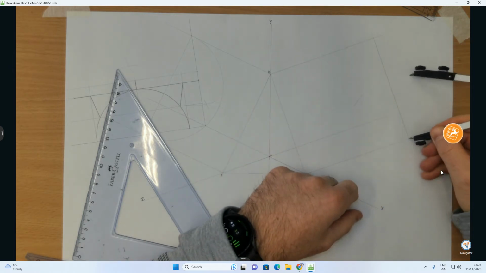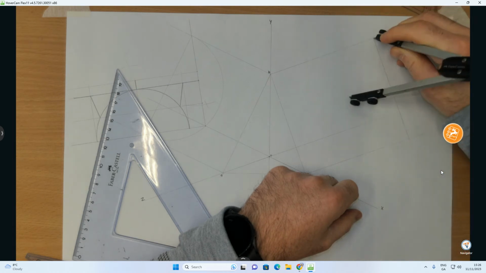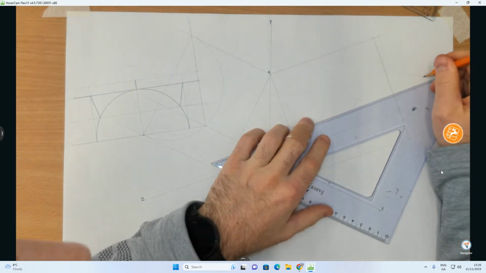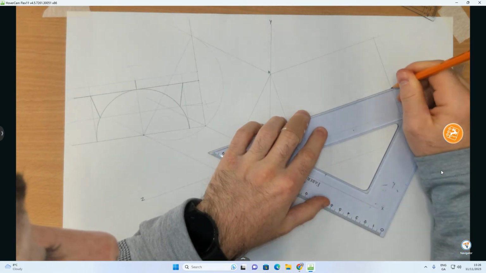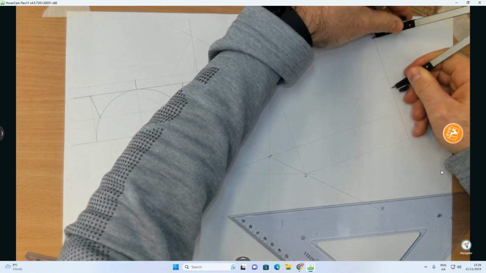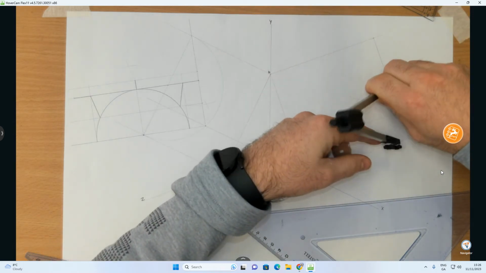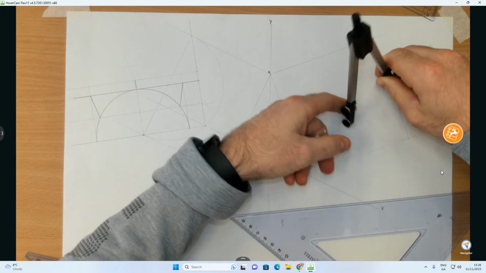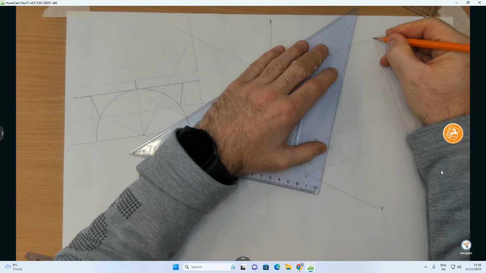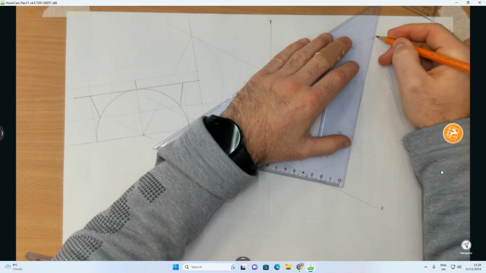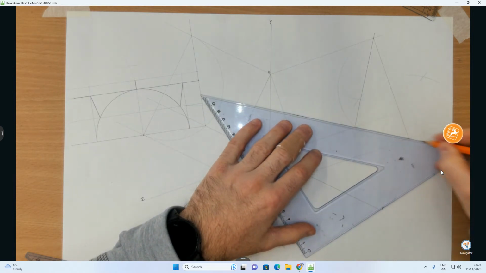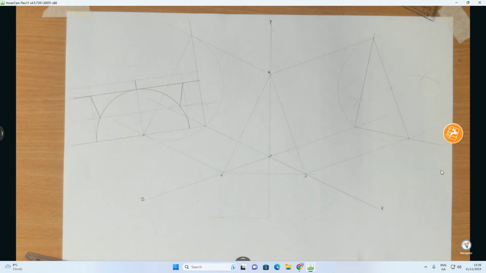So pick a distance greater than halfway. Get the midpoint of that line, which is in there, and then using our compass, I'll just check. There we go. I've got my semicircle, and now with my semicircle I will put in my vertical axis and my horizontal axis. Okay, so there we have it.